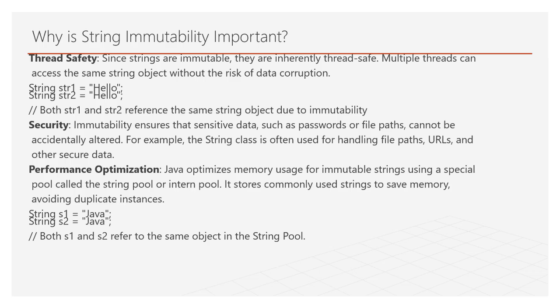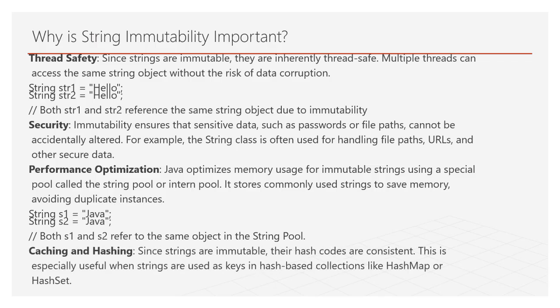Now, when it comes to performance optimization, Java is quite optimized when using immutable strings, especially with the string pool, also called the intern pool. It stores commonly used strings, which saves a lot of memory and avoids the duplicate instances you would normally create. Let's say s1 and s2 both refer to the same content. Even though there are two variables, they both refer to the same object in the string pool. That's the advantage of performance optimization.